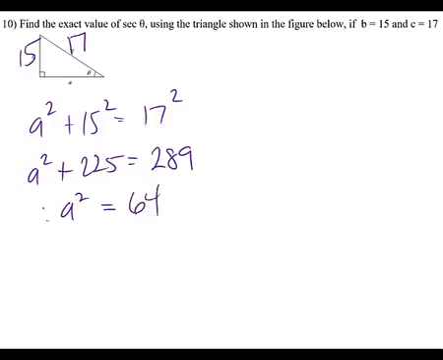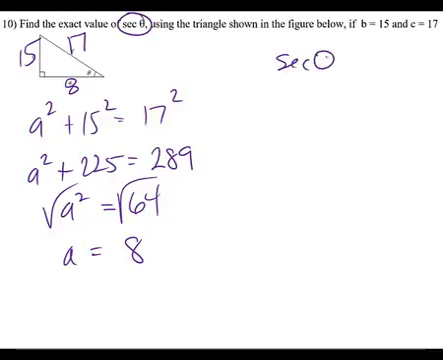Good, and we take the square root of both sides, so what's a equal to? 8. We didn't answer the question, though, did we? It wants me to find secant theta. So secant in SOHCAHTOA world is what over what? Hypotenuse over adjacent. What's your hypotenuse? Good. What's your adjacent? 8.